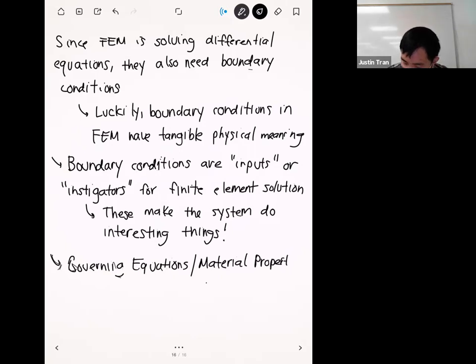And so the governing equations and material properties, these two things are obviously different things, but they kind of serve the same purpose in terms of how they affect your finite element solution. Okay? These basically set the rules for how the system is going to respond. Okay. And so these basically determine or describe how the system will react.